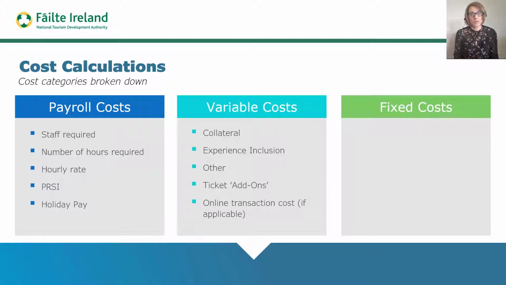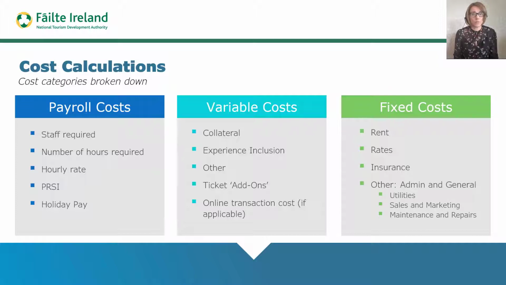The fixed costs of the business are those costs that do not fluctuate on output. For example, rent, rates, and insurance. Other fixed costs, such as general manager, sales and marketing, and office staff, general maintenance and repairs, and utilities can also be included as fixed costs.